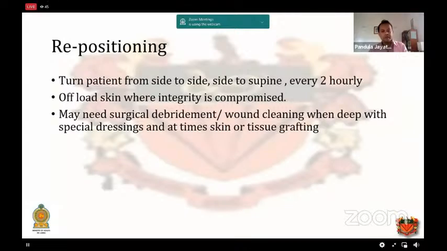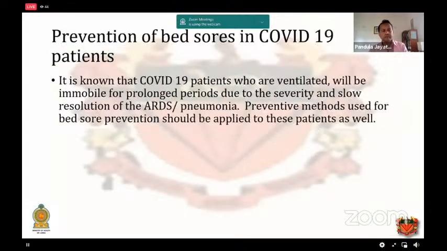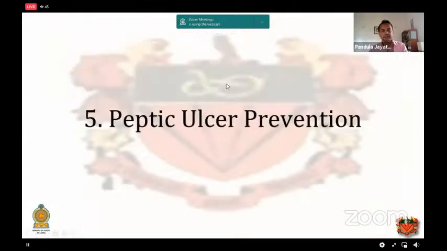And after the bed sore has developed, we have to go for wound cleaning, debridement, and so good care is important to heal the wound. In COVID-19 patients also, especially if patients are not mobilizing, and for bedridden and intubated patients, we have to think of preventing bed sores.